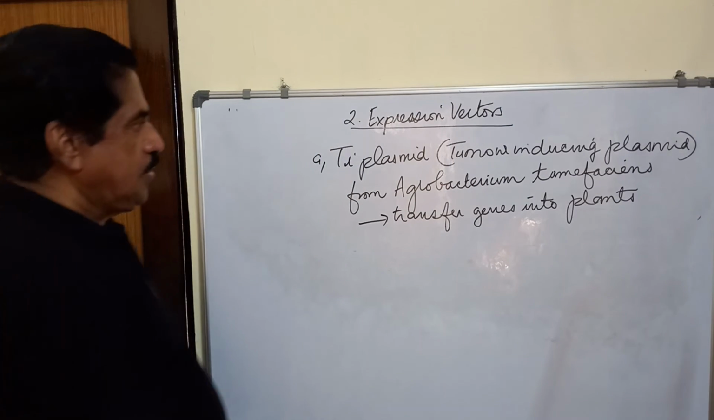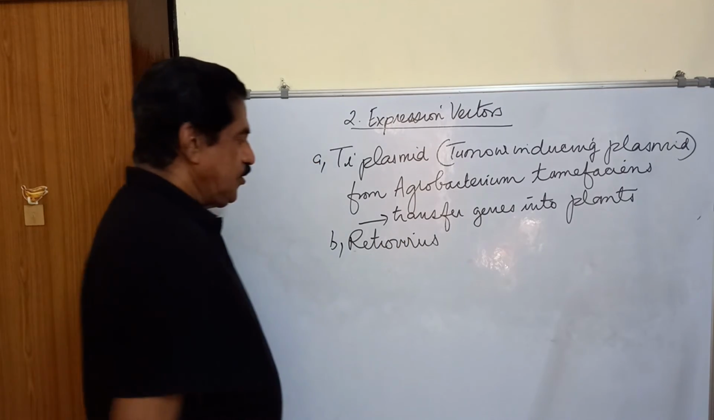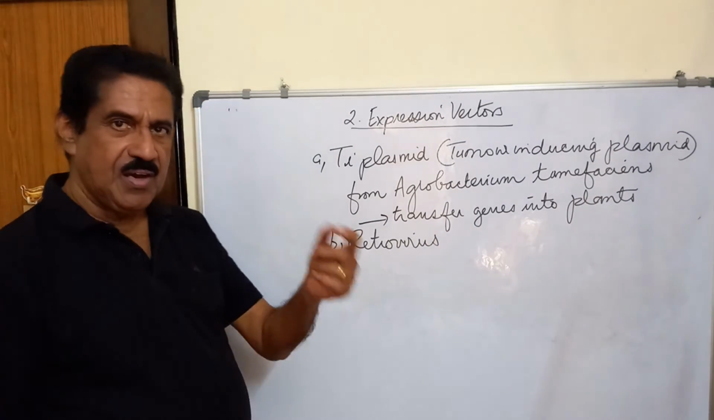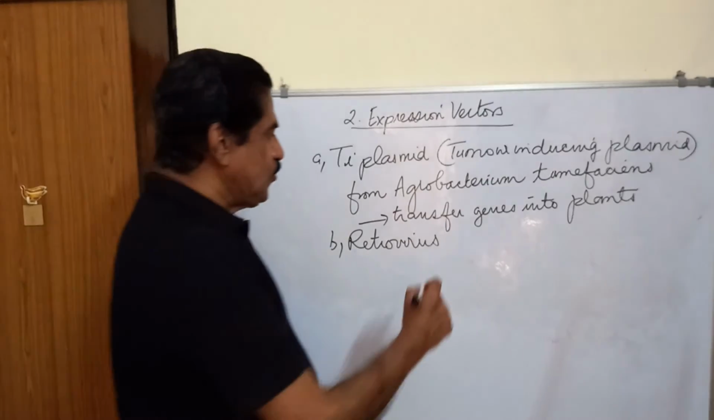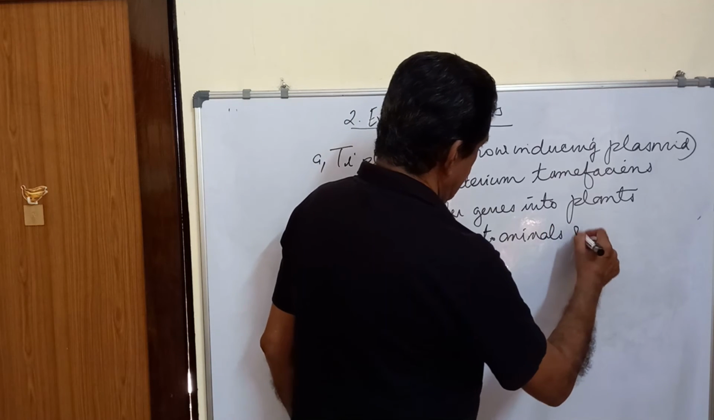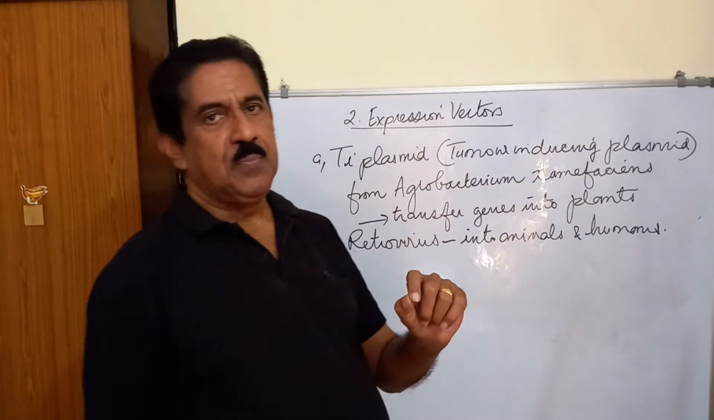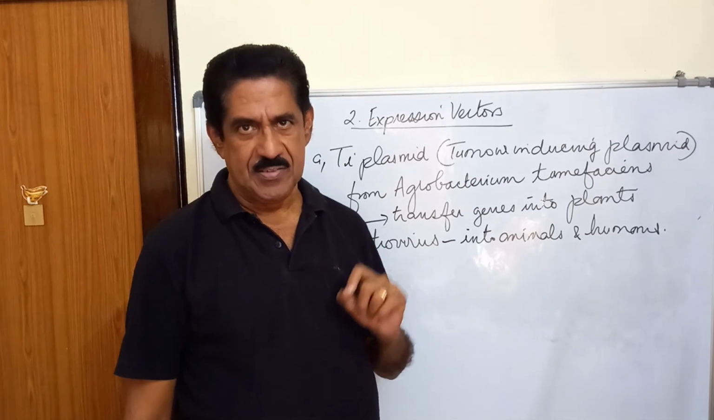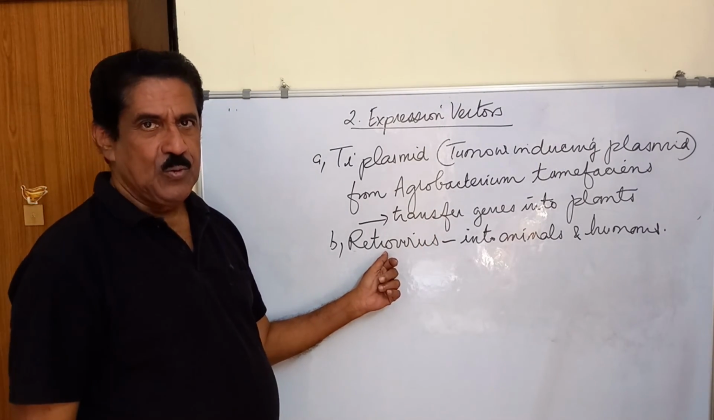That is one example. Another example is retrovirus. You must have learned before, retrovirus contains RNA as the genetic material. So from the RNA of this virus, we have to make complementary DNA using reverse transcriptase. That is used to transfer genes into animals and humans. I'll give you an example. In the second chapter of biotechnology, we are learning about gene therapy, which is genetic engineering in humans. There, the vector used is DNA of retrovirus. So, that is an expression vector.